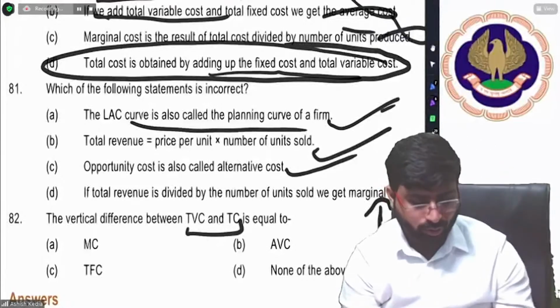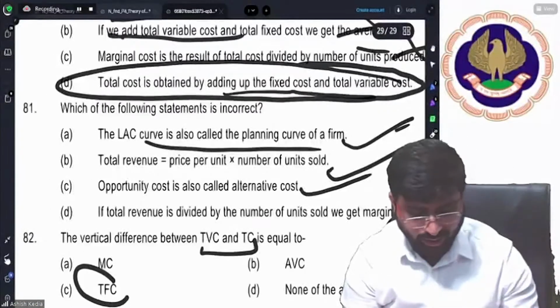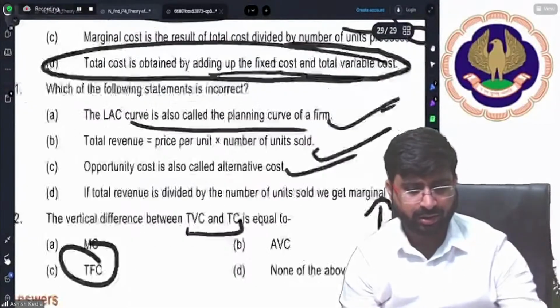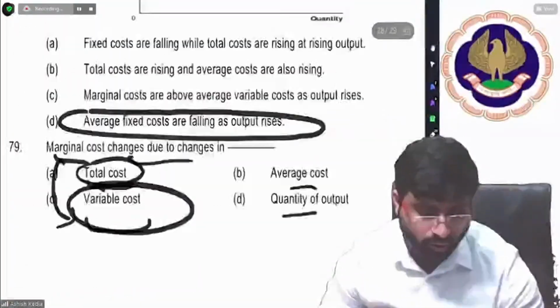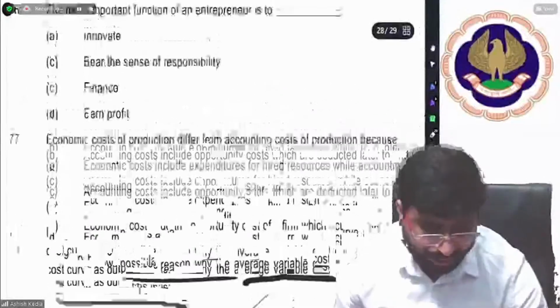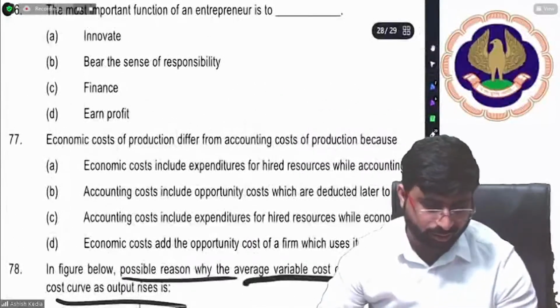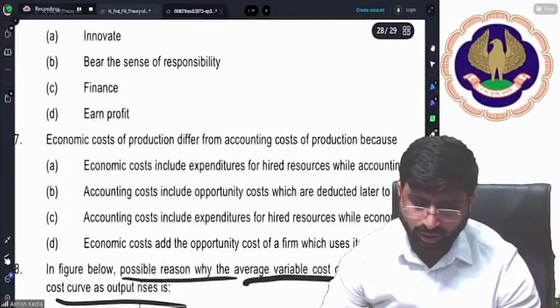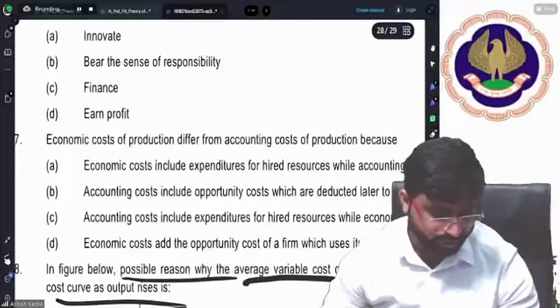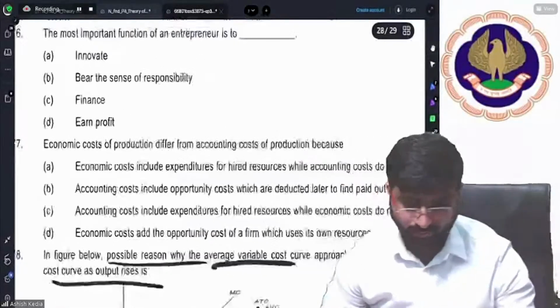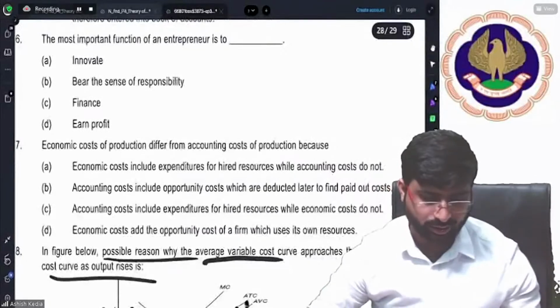Okay, so here it is. Our answer is total fixed cost. Right? Now let's move on to some other questions. They might relate to cost or anything else we will discuss. Now see here, what is it telling? Let's have a discussion here.